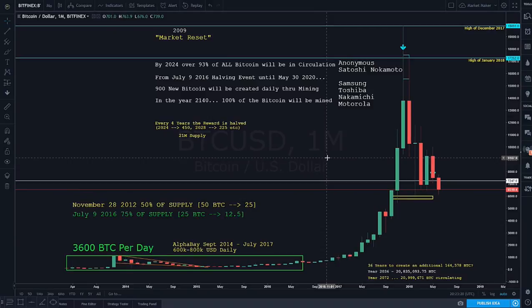Now we can use our charts to start plotting various bits of information. As we do our research, we're able to discover the high of 2017, the high of 2018. We know that in 2009 we experienced a market reset. And by 2024, over 93% of all Bitcoin will be in circulation.